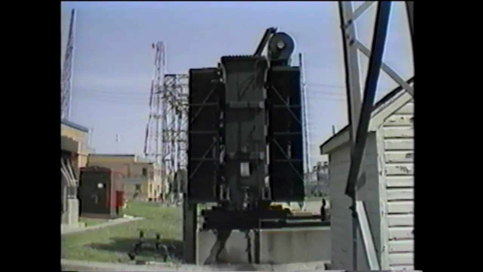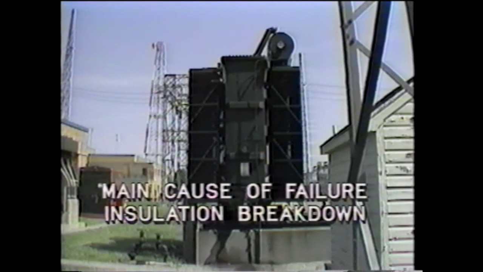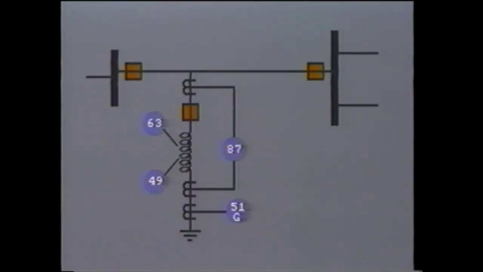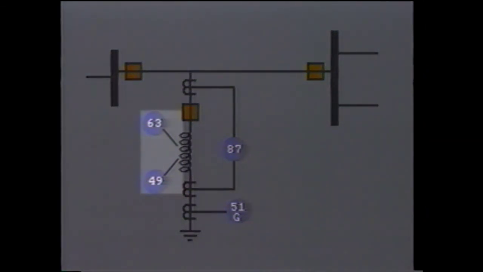As with the transformer, the main cause of failure is insulation breakdown, leading to phase faults, ground faults, and turn-to-turn faults. Protection is provided generally by differential relays, 87. Backup protection is usually by a ground overcurrent relay, 51G. Mechanical protection is usually installed using the gas pressure relay, 63, and the thermal relay, 49.